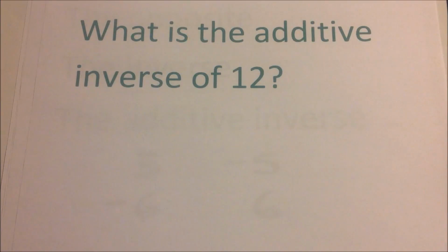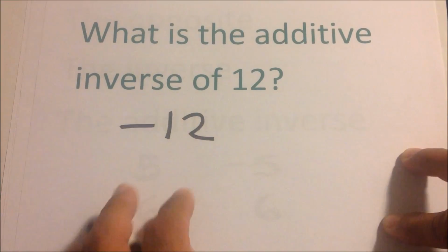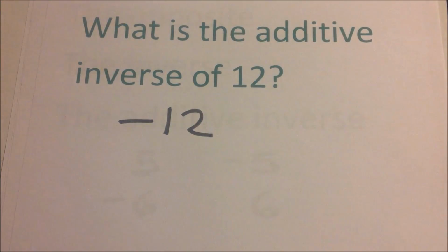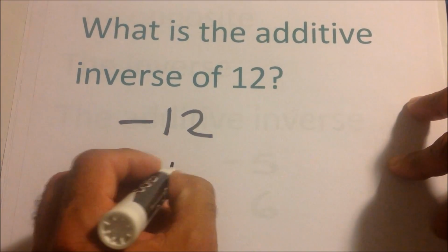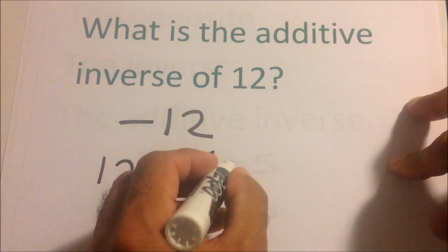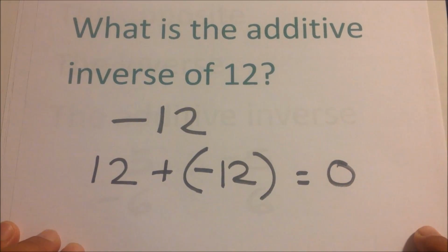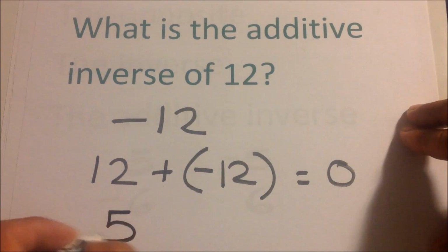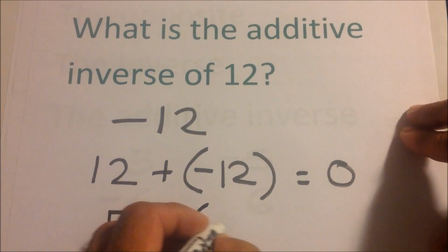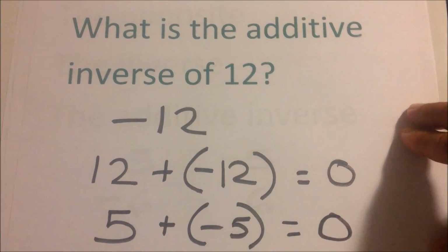If I gave you this question on a test, what is the additive inverse of 12? What would you say? Negative 12. Now, when we take a number, let's say 12, and we add its additive inverse, its opposite, we always get 0. They cancel each other out. That's important to know. So let's do it again. Take any number, say 5. What's its additive inverse? Negative 5, right? You add them together, you'll get 0.